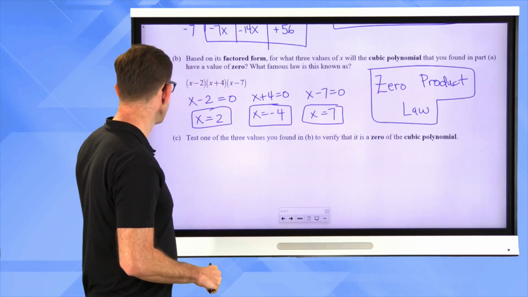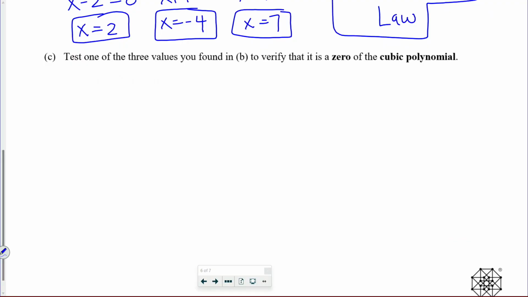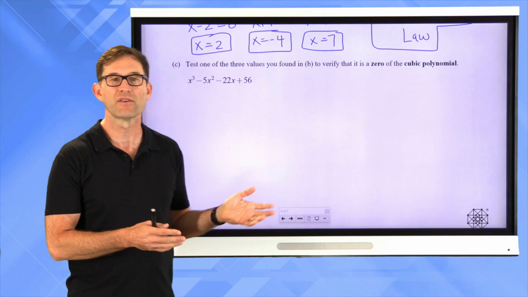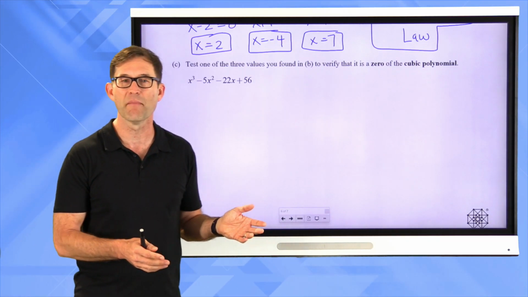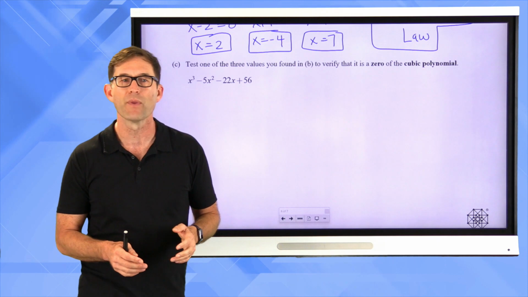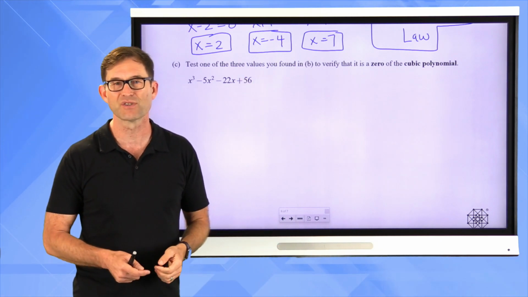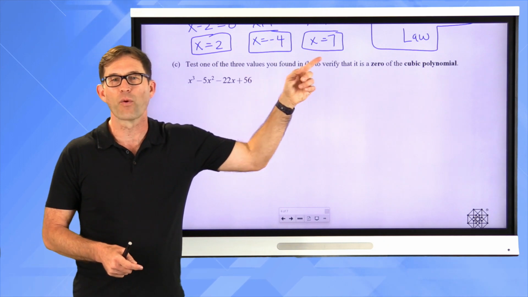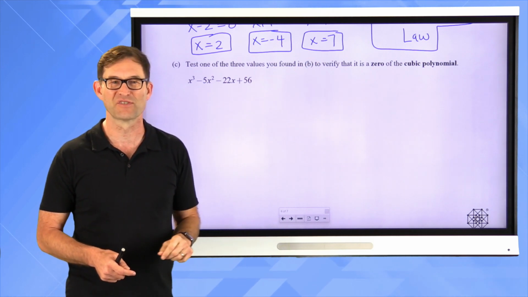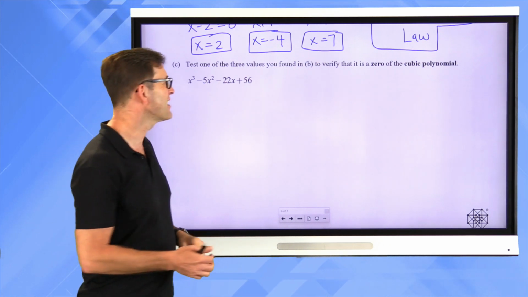Now, letter C says test one of the three values you found in B to verify that it's a 0 of the cubic polynomial. All right, so here I've got my cubic polynomial. All right, that magically just appeared when I touched the board. All right, and I want to test one of these, and I'd kind of like to test it without my calculator. So I think I'm going to avoid the negative 4 and the 7, and I'm going to test x equals 2 in it. All right, so let's take a look.